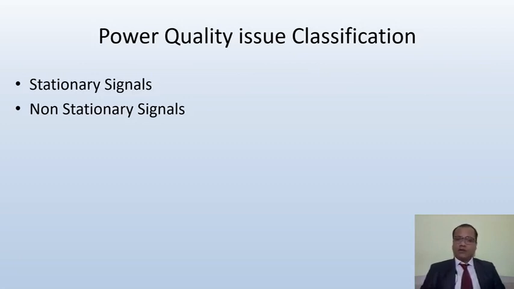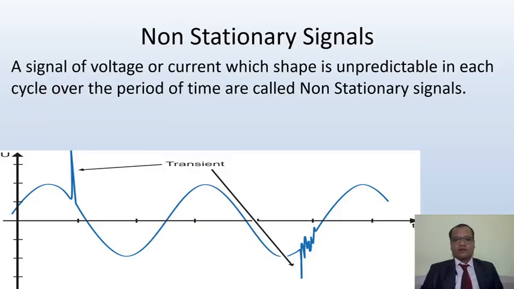Basically all the events in power quality are classified into two types, that is stationary signals and non-stationary signals. Non-stationary signals are signals of voltage or current whose shape is unpredictable in each cycle over a period of time.